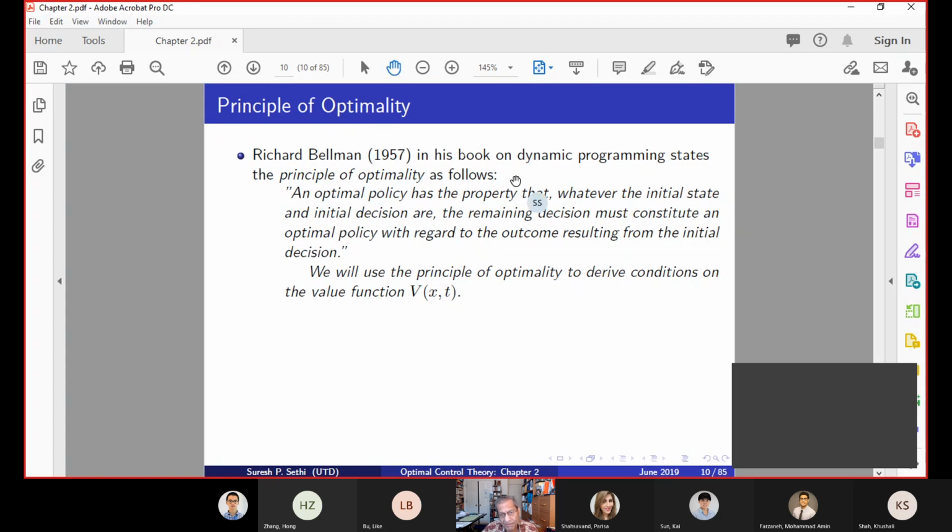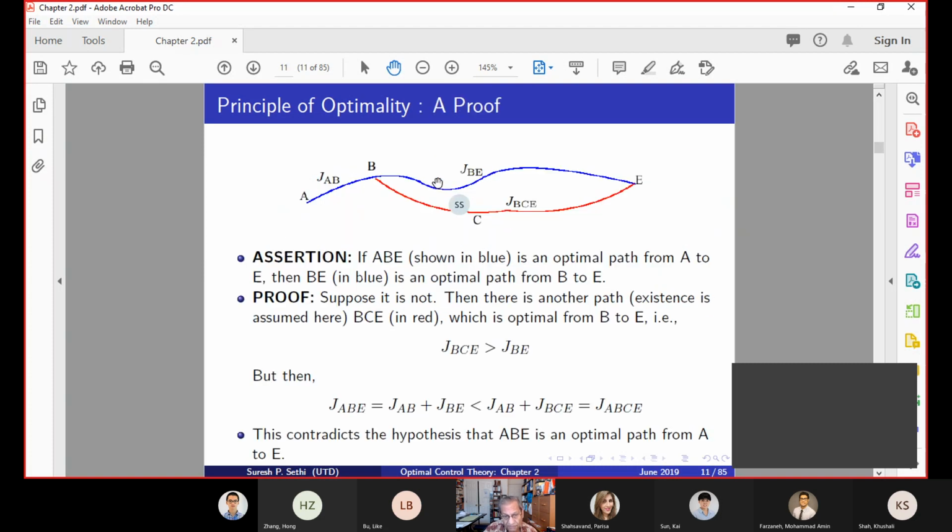So for the principle of optimality, it is good for me to go through this very quickly. It says that an optimal policy has the property that whatever the initial state and initial decision are, the remaining decisions must constitute an optimal policy with regard to the outcome resulting from the initial decision. And we'll use this principle of optimality to derive conditions on the value function V(x, t). So this is basically what is going on. I'll tell you what the value function is, and what it means.